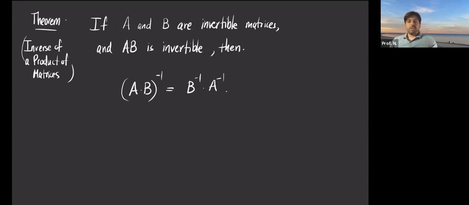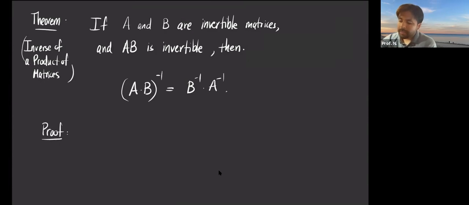So if both A and B are individually invertible, and the product of two invertible matrices is also invertible, then the inverse of that product is going to be the inverse of the right matrix first, left multiplied by the inverse of the left matrix that we had first. So the question is, how come? Or what would be the proof?